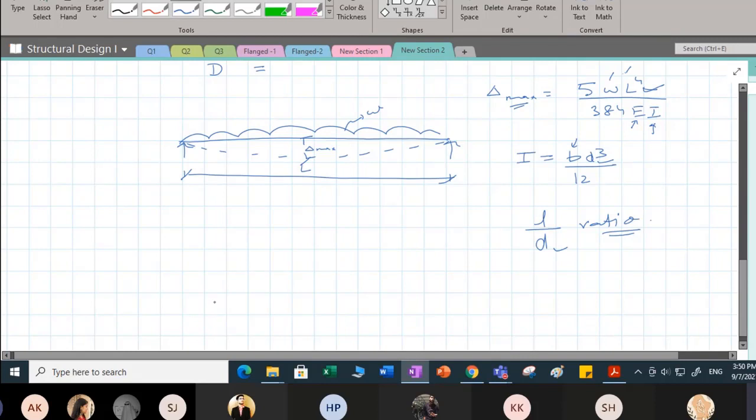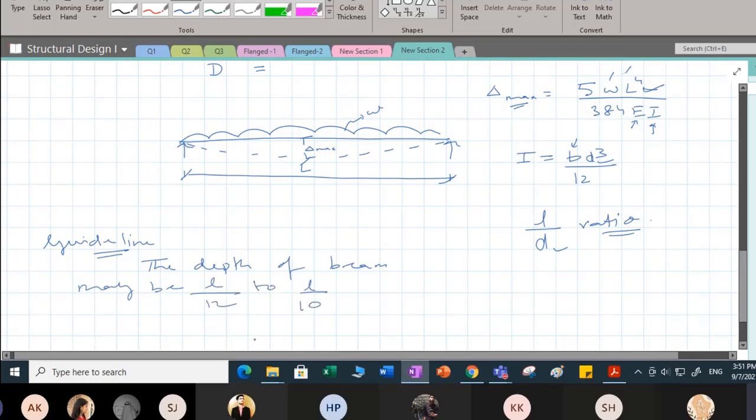But rather than that, to start with, what you can do is generally, this is just a guideline, a thumb rule. You can start with any depth, but later you have to satisfy the strength requirement and the deflection check requirement. But to start with, it's just a guideline. The depth of the beam may be L by 12 to L by 10. So this is just a guideline for you.